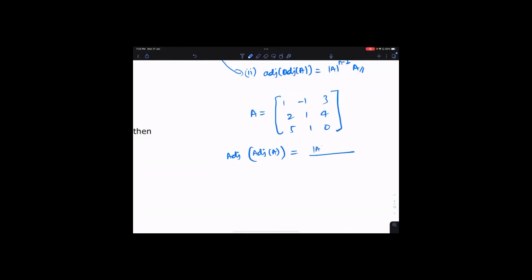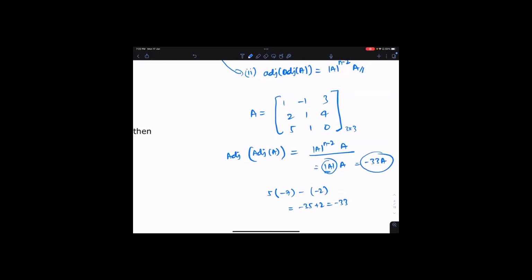It is simply det A power n minus 2 into matrix A itself. Now what is the order of the matrix here? 3 by 3. What is n here? 3. So det A into A. Now you just need to find the determinant of the matrix, which is easy to find. Let's say, for example, in this case, I will take the third row: 5 into minus 4 minus 3, minus 1 into 4 minus 6, minus 2, minus 35 plus 2, which is minus 33. So it is minus 33 times A. That's all. That is only the adjoint of matrix A.